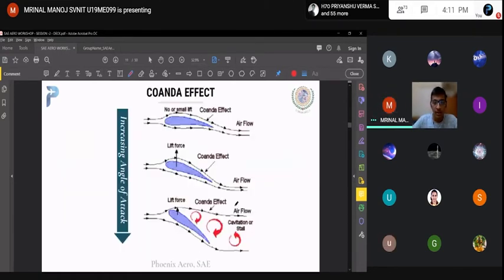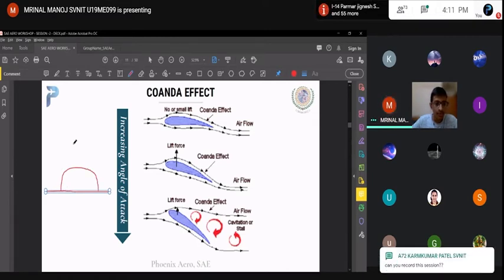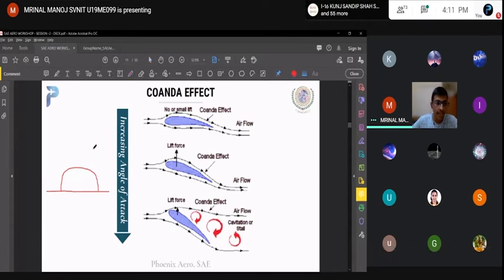Now, imagine this to be a hemisphere. Now, you have airflow from this side.